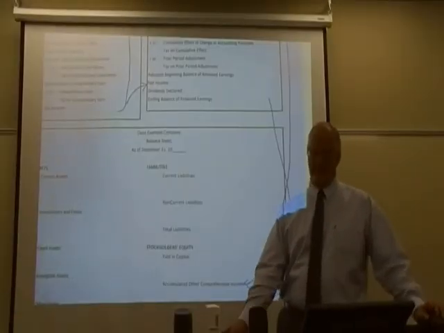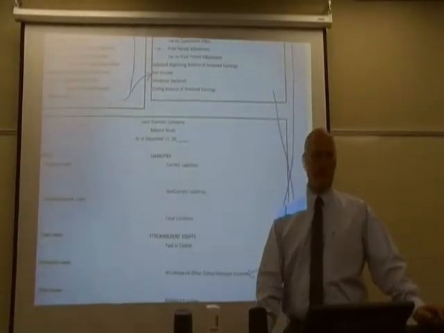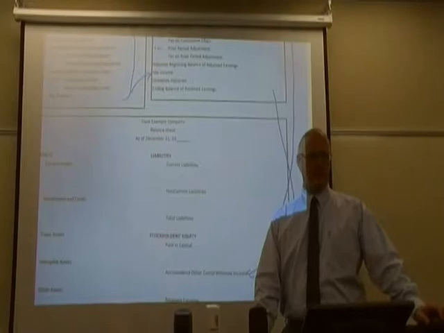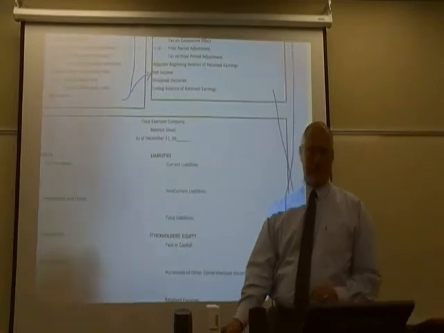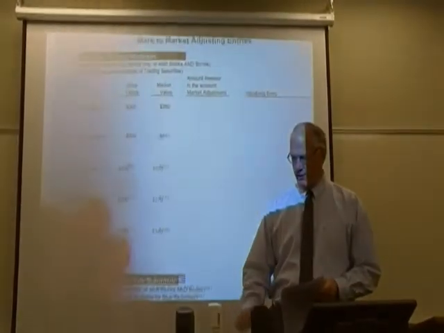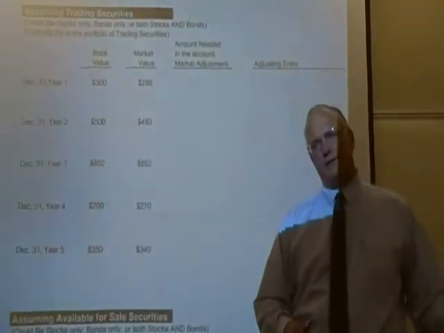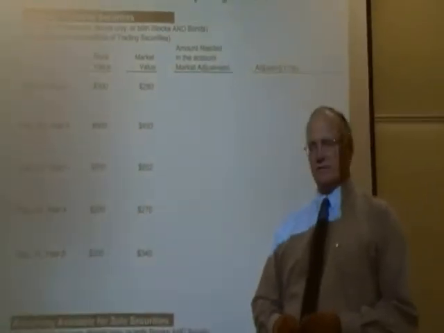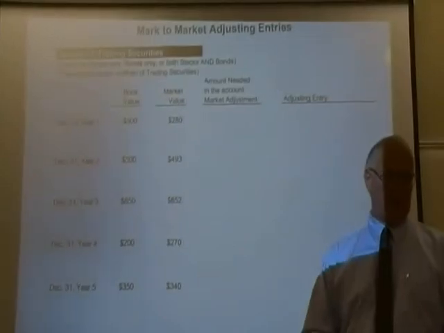On Monday, we did an example where we did both trading securities and available for sale securities, and probably the most difficult thing for you to understand was how to do the mark-to-market adjustment. So I'd like to start today with, on the very back of your handout, there's a page that focuses only on the mark-to-market adjusting entries and leaves out the buying and selling and the dividends and the other things that we talked about. So we can look at how it changes from year to year to year.